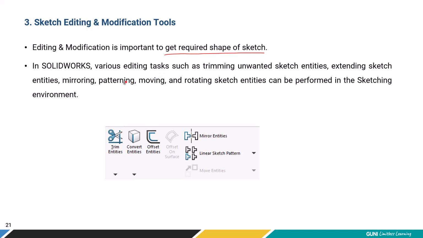In SolidWorks, we have various editing tools like trim, extend, offset, linear sketch, mirror, and so on. With the help of these tools, we can complete the sketch. Now, out of these, trim, extend, convert entity, offset entity, mirror, and linear sketch and circular sketch are very important.